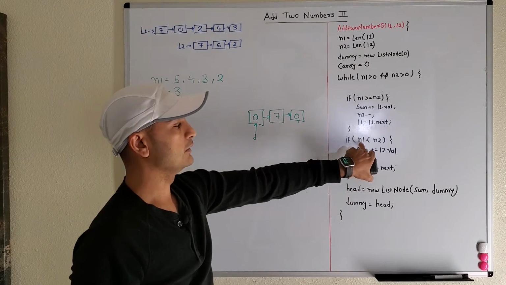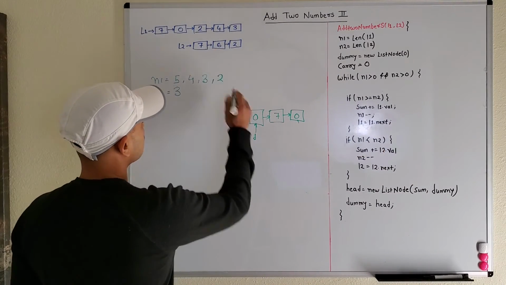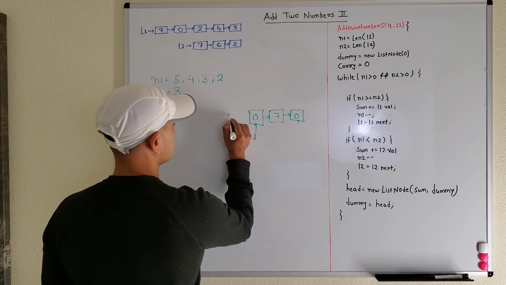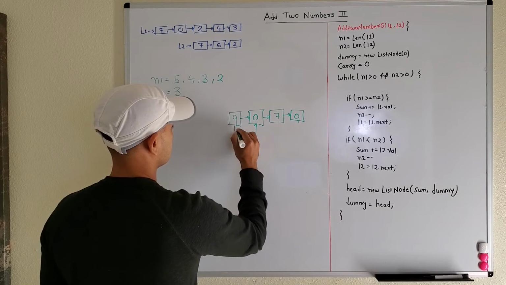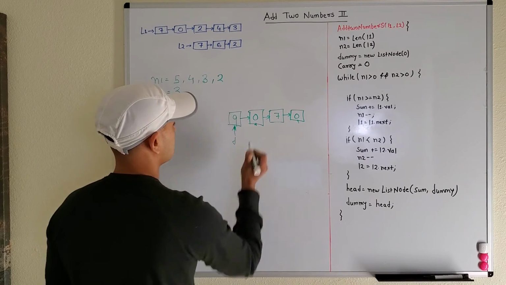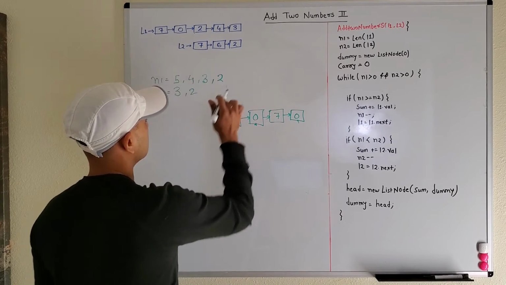Now this time n1 is less than or equal to n2. So we'll take this guy also. So we'll do 2 plus 7, which is 9, and we'll put it over here. So 9, and same logic, dummy will go ahead. And this will become 2.